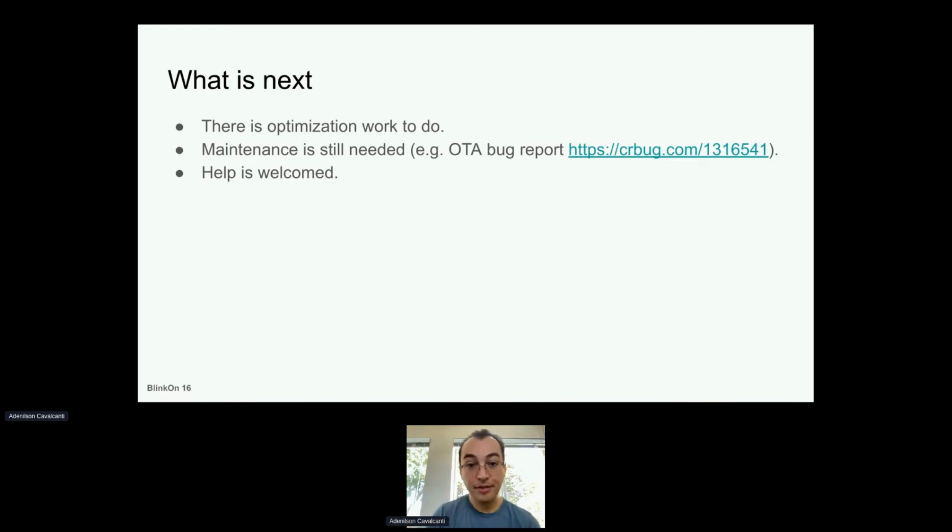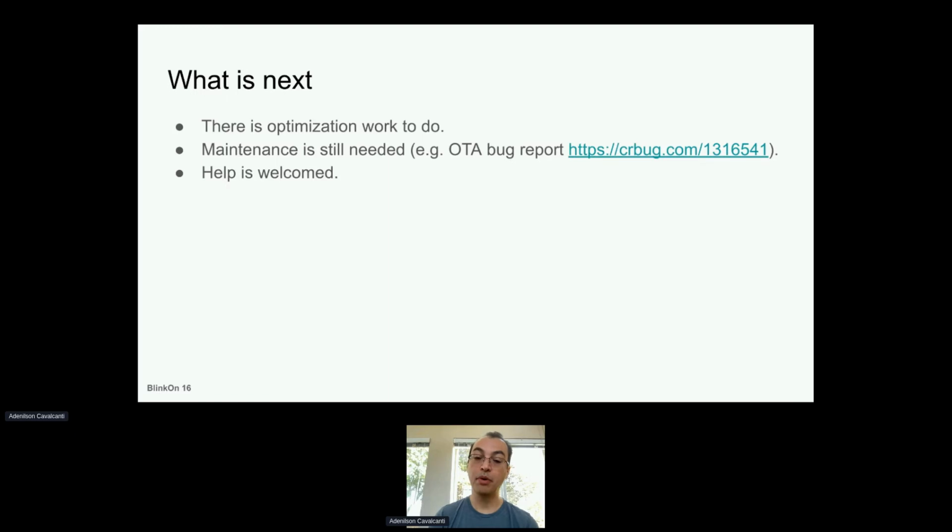All right, so what is next? There's still optimization work to do. I have some ideas that I would like to explore. It might be the case that we could make it even better, Chromium zlib. Finally, there's still the need for maintenance.